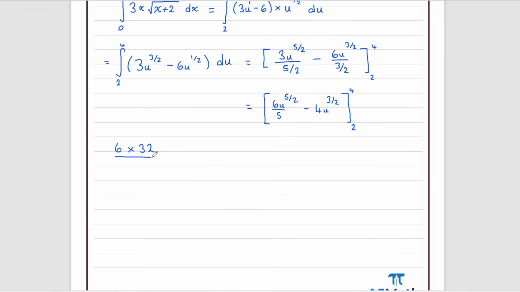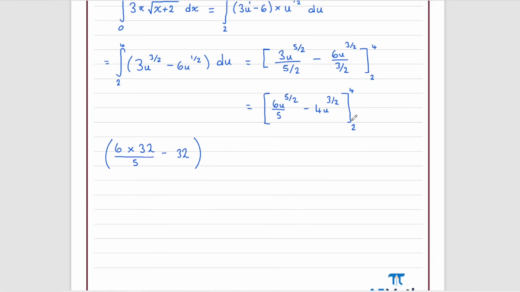Divide that by 5. Then we've got minus 4 times u, again, that's 4. So 4 to the power of 3 over 2. I'm kind of doing this in my head here. If you find it easier, just jot this down as you go. So 4 to the power of 3 over 2. Again, we're taking the square root of 4 here. So that's 2. 2 cubed is 8. And then we times that by 4, that would be minus 32 there. Okay, so minus 32. So that's the upper limit then.